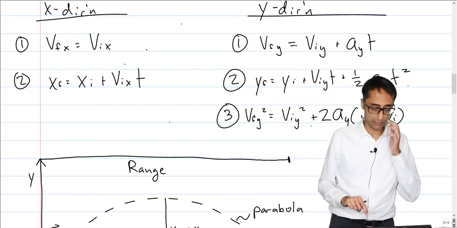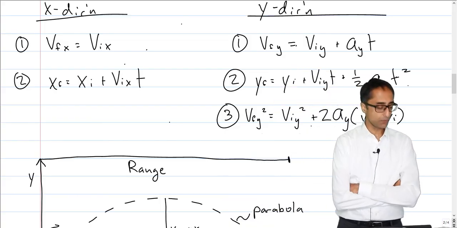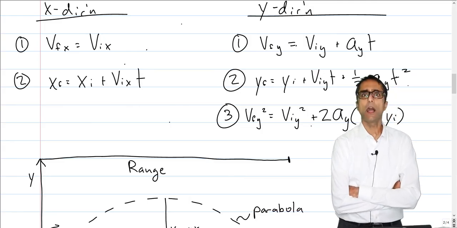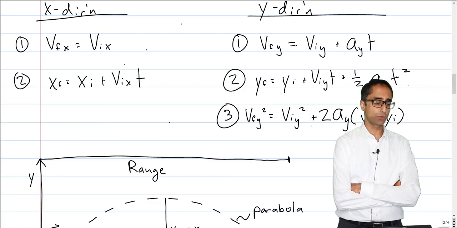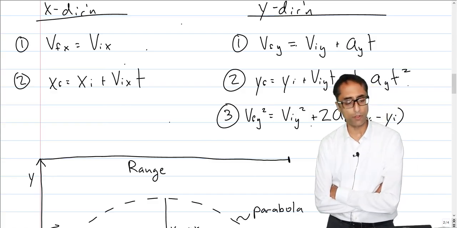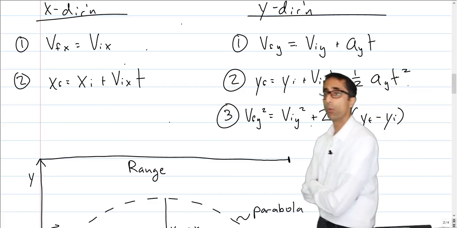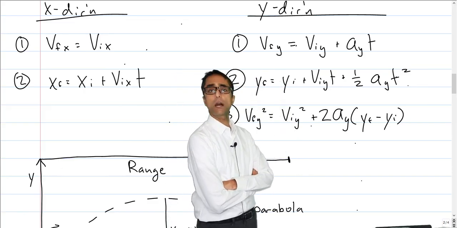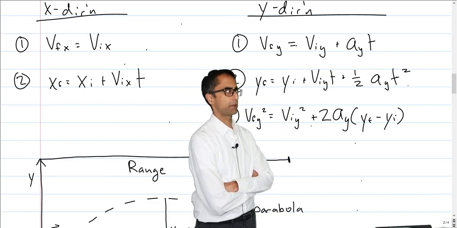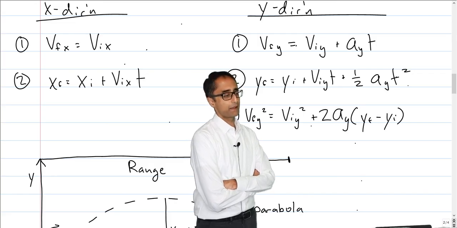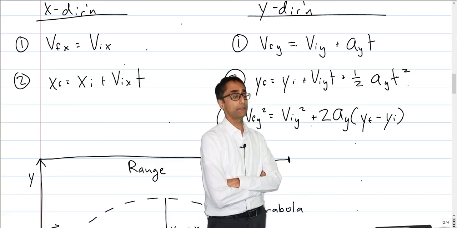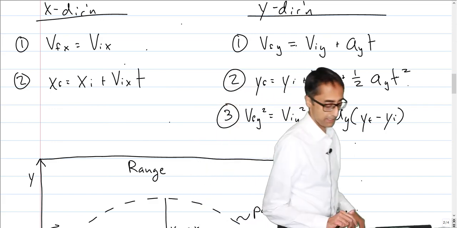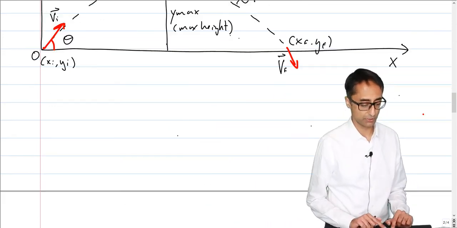So that's my strategy here. Let's use the y direction to calculate t. Once I have t, then I'll put it into equation 2. So out of the y direction equations now, which one can I use given what I've been given? Yes, I don't have v final y in this problem. I have everything else, and so equation 2 is going to be the equation that I use.